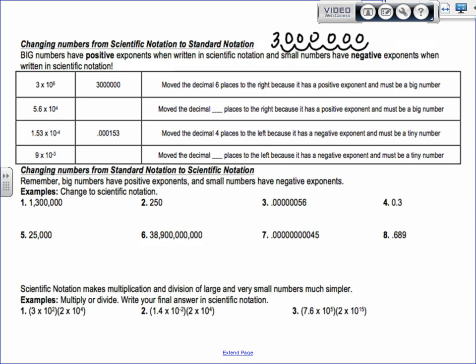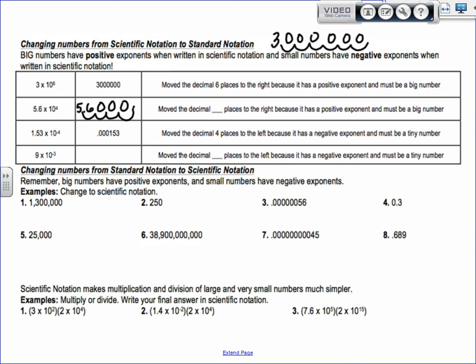Same idea with 5.6 times 10 to the 4th. Since you have a positive exponent, it's going to get even bigger, right? So you start with your 5.6, and your decimal place is here. You go over 1, 2, 3, 4. You do those little swoop things. So you get 56,000.